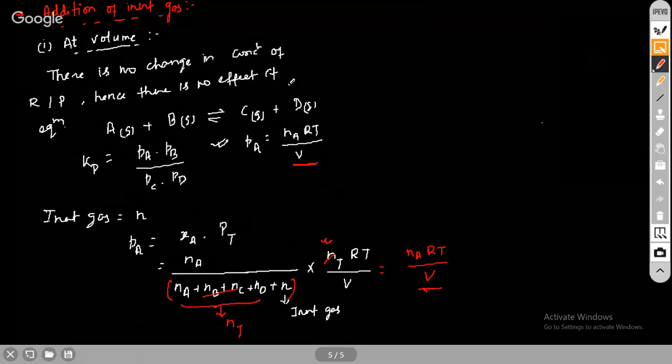So whenever we add this inert gas, the Kp value will not change, since the partial pressure is not changing if the volume is constant. We are introducing the inert gas at constant volume. This is the first case we have. Second case we'll take at constant pressure, okay? Since the partial pressure initial and final is the same, what we conclude from this is that at constant volume, addition of inert gas won't affect the value of Kp, hence it has no effect on equilibrium. Understood this?